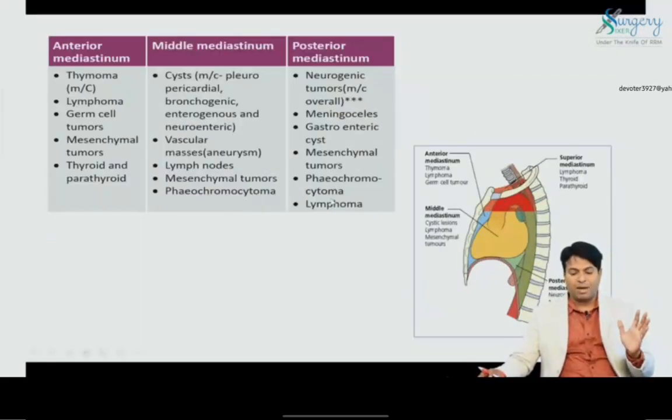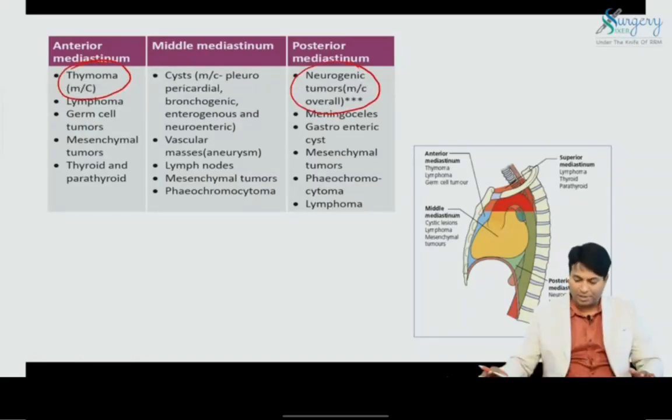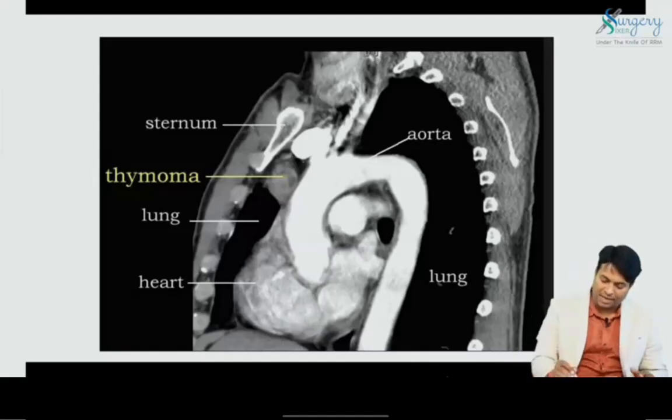So what is the most common mediastinal mass according to Bailey and Love? It is thymoma. The correct answer is neurogenic tumor overall. But for a national board exam, go with thymoma. For the AIIMS exam, go with neurogenic tumors. So thymoma is common in the anterior mediastinum. Please remember, thymoma is seen in the anterior mediastinum.